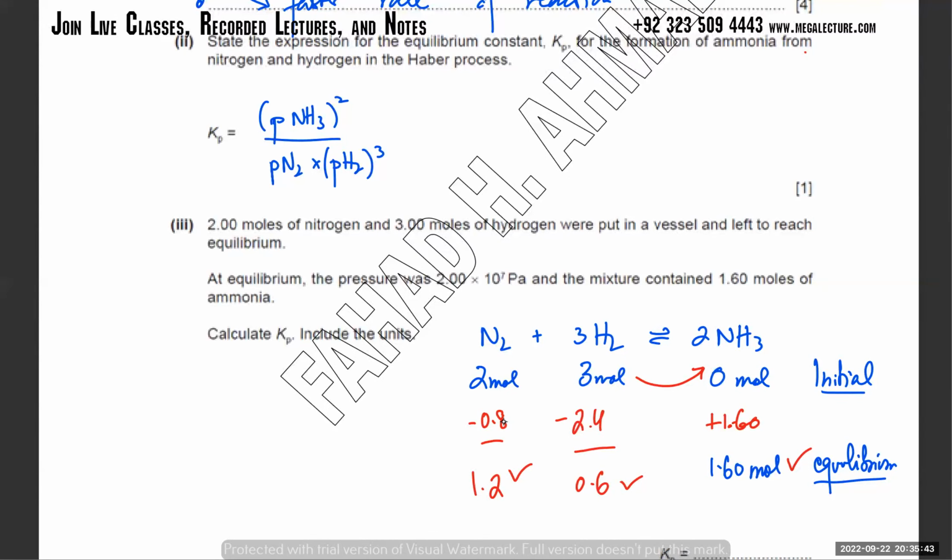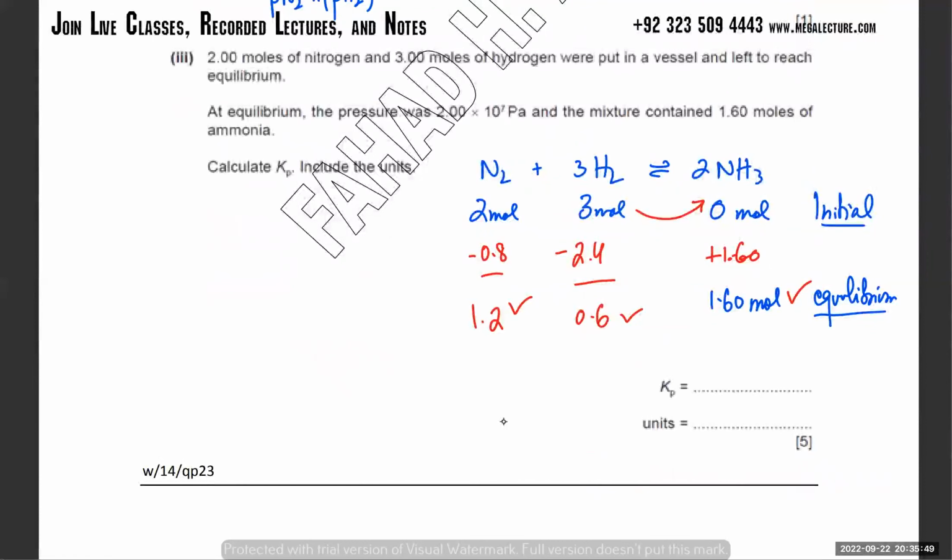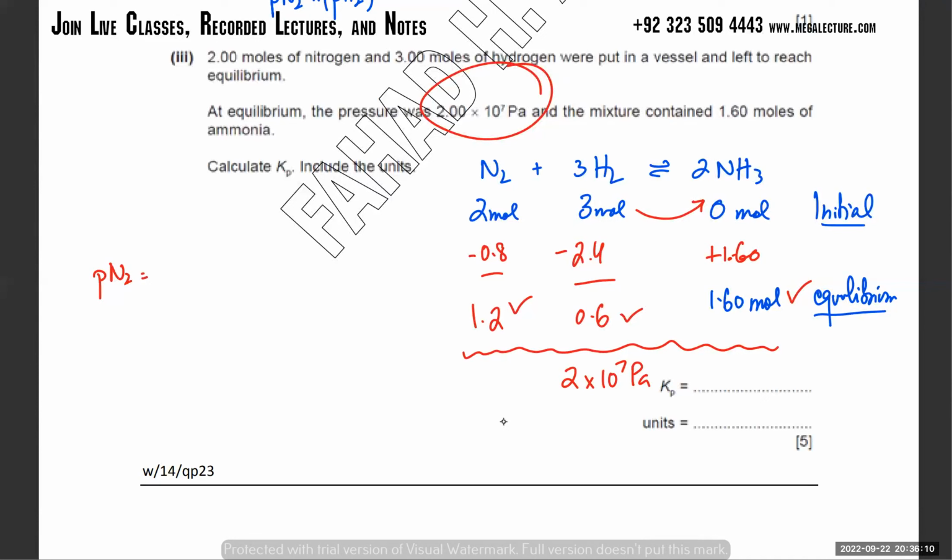So the next thing that you have to do is, because he gave us the pressure of the entire container at equilibrium, that the pressure of the mixture at equilibrium is 2 times 10 power 7, you got to calculate individual pressures now. So how do you calculate the pressure of N2? That's going to be the mole fraction. That's 1.2 divided by the total moles, I mean, these are your total moles at equilibrium. So it's 1.2 divided by what? क्या होगा? That's 3.4.